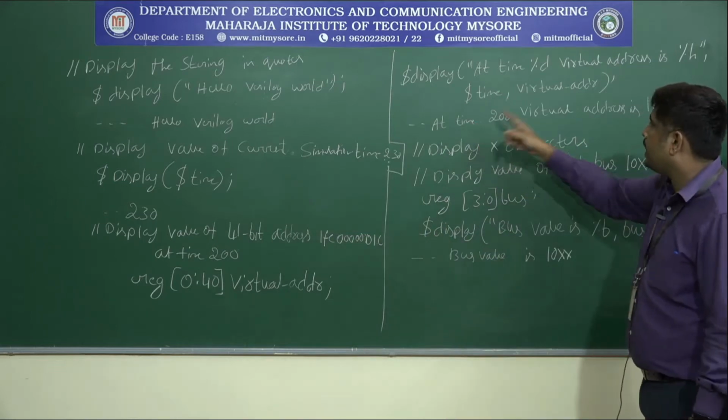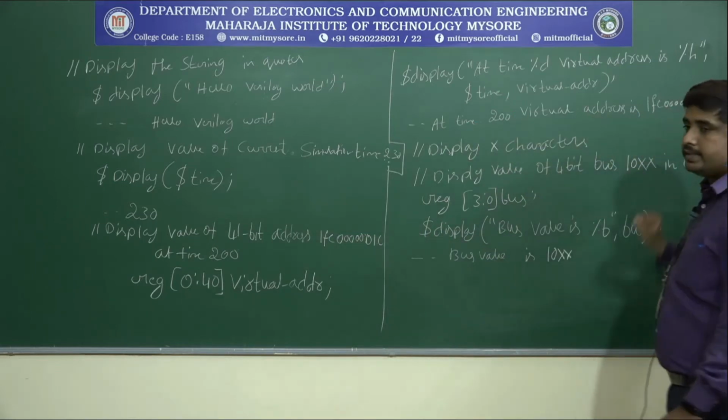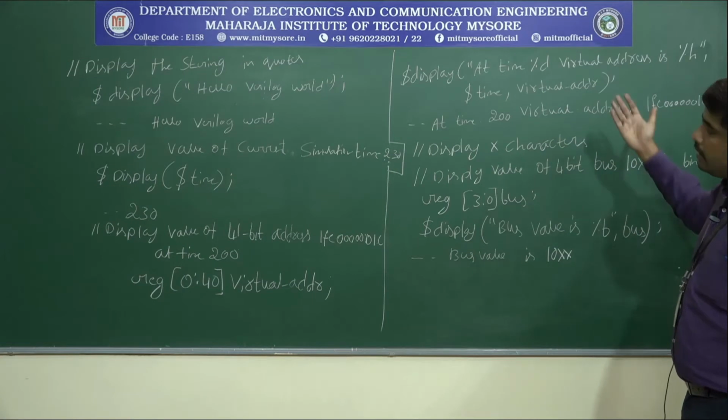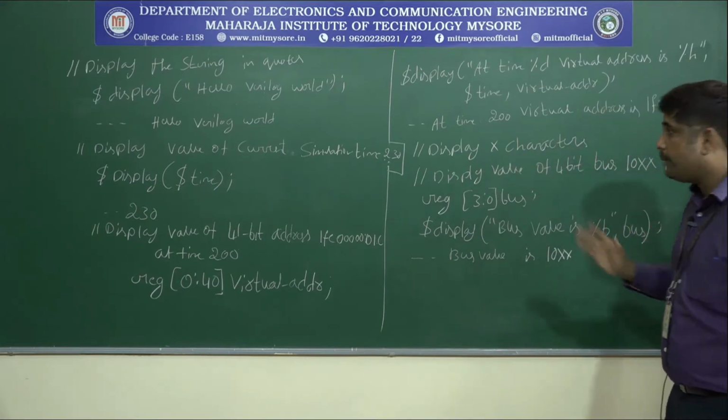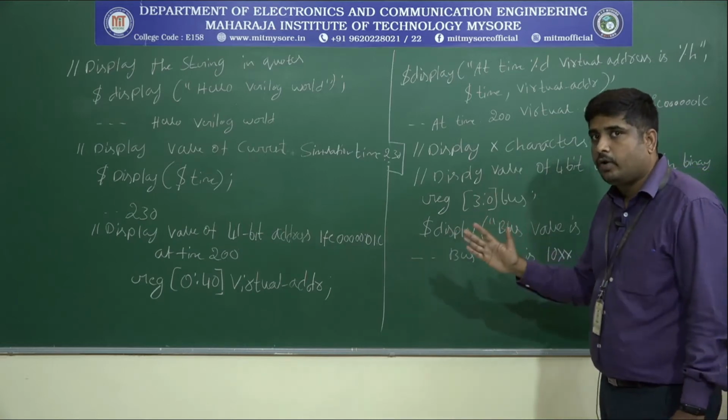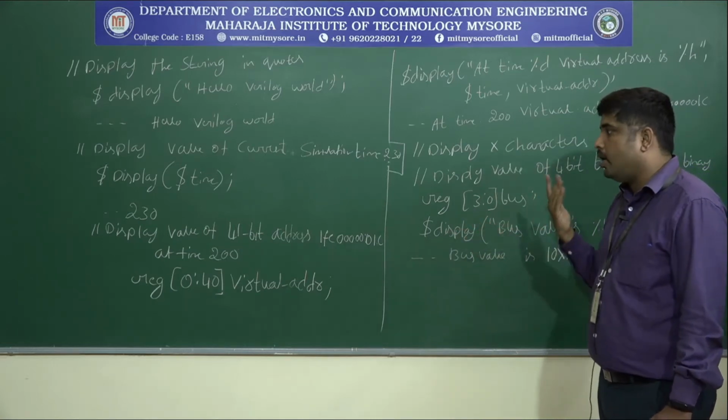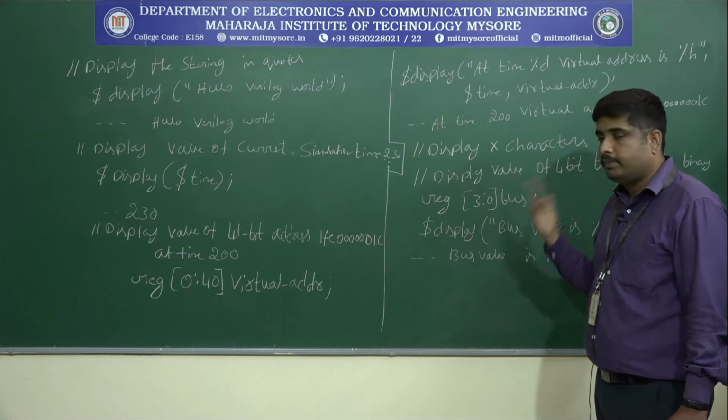The final result at time 200 is the virtual address. This address is another representation. The next one is a specialty. Up to this point, we have had to display a character or time, as well as some addresses.